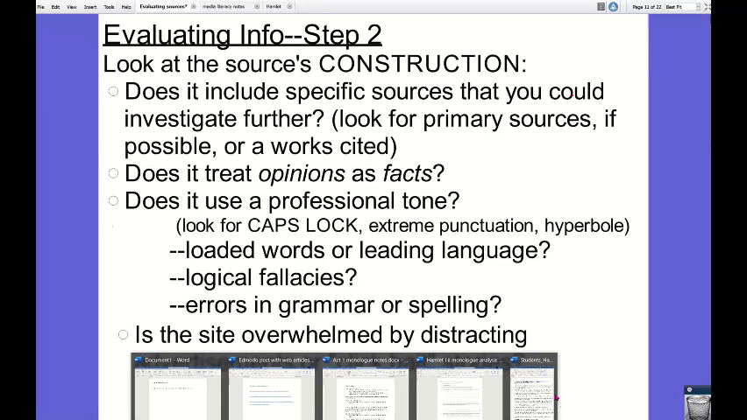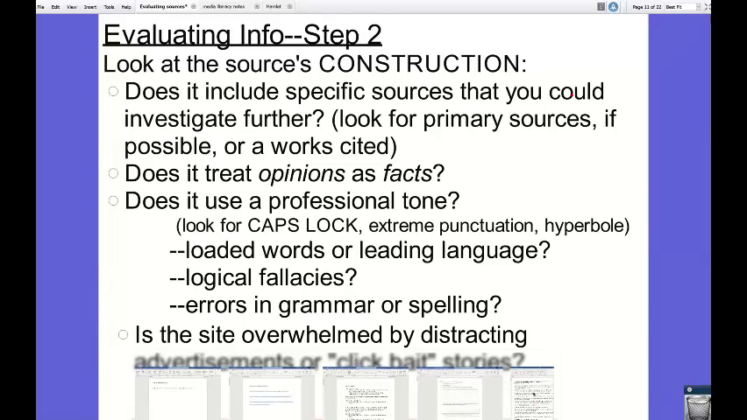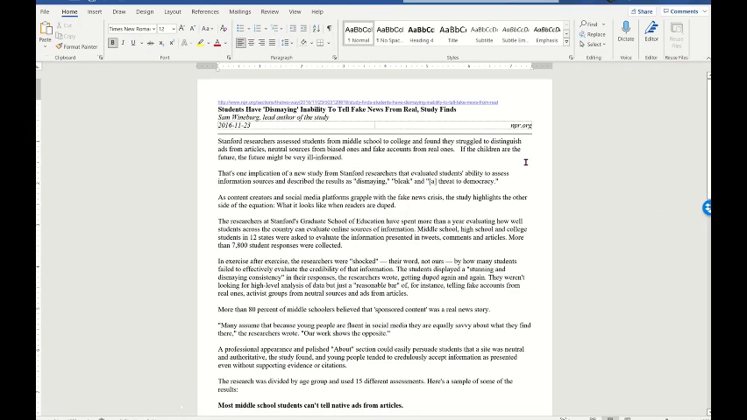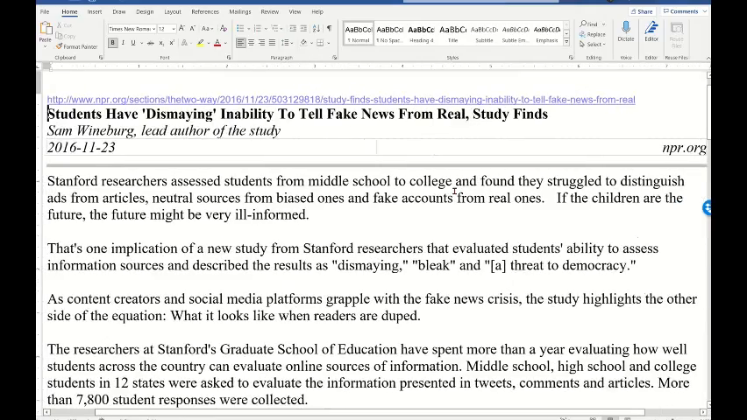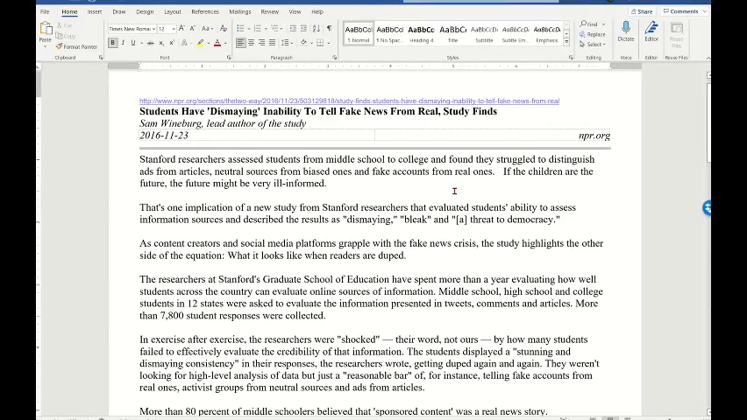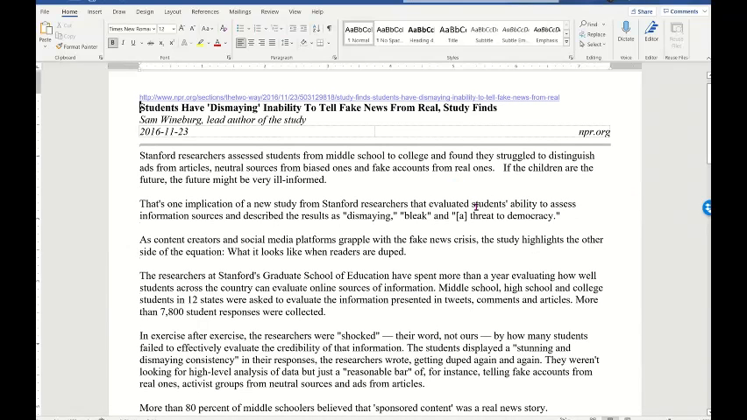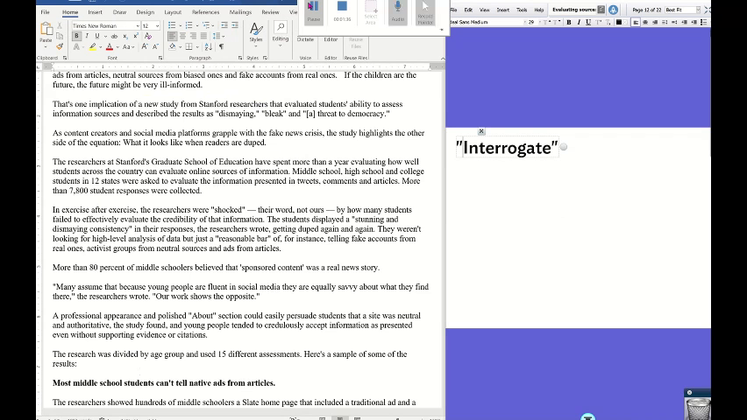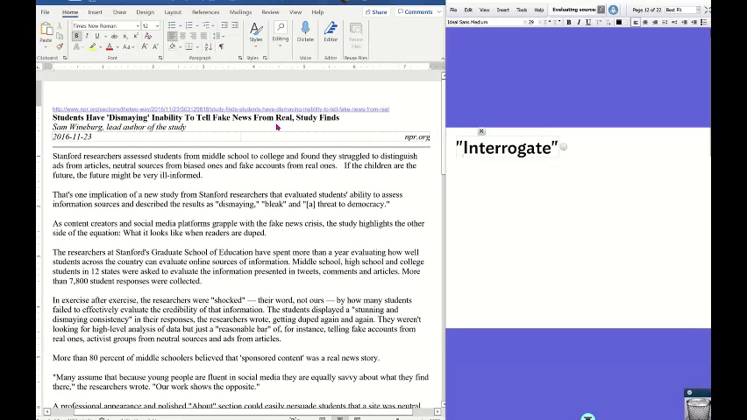It was this one that is about a study. We have the headline, "Students have dismaying inability to tell fake news from real, study finds." Taking that as a kind of claim, your assignment was to read through this and interrogate it. I use the word interrogate, which might seem like a strange word choice, because I want you to think about the follow-up questions that need to be asked in order for you to thoroughly understand the ideas that an article, a source, is trying to present.